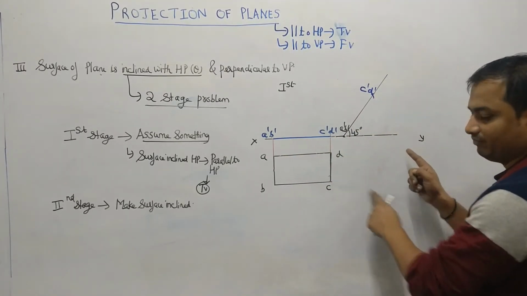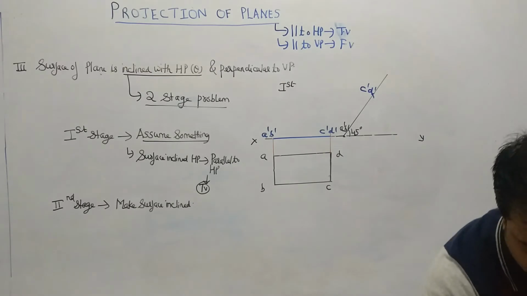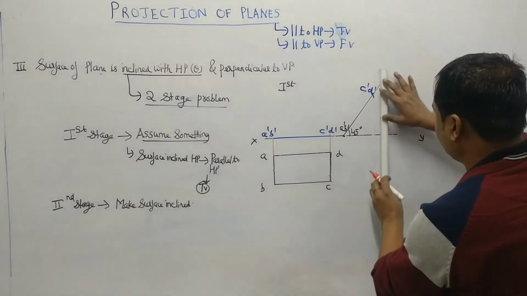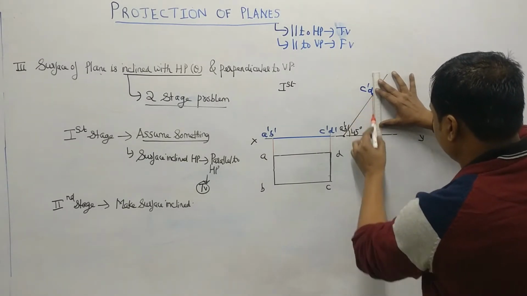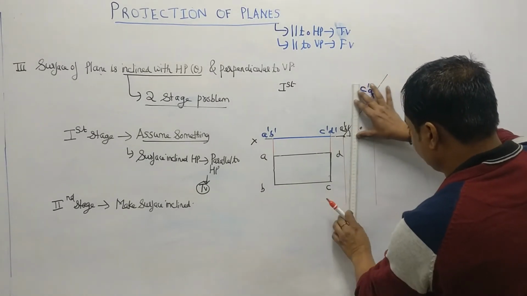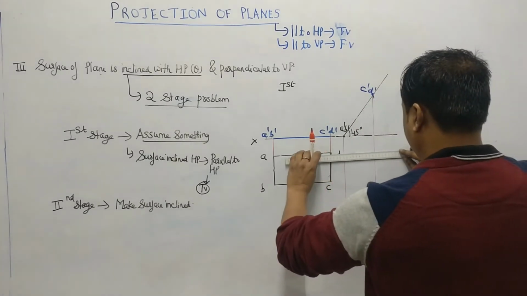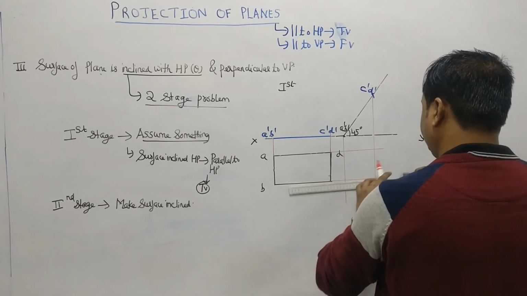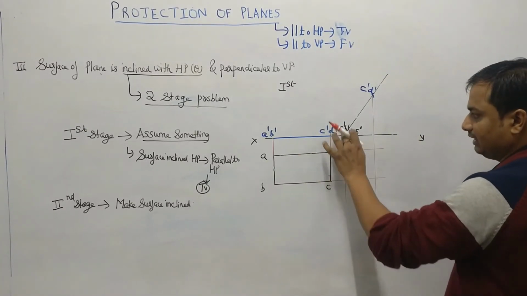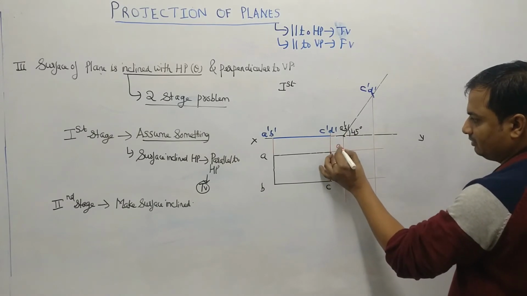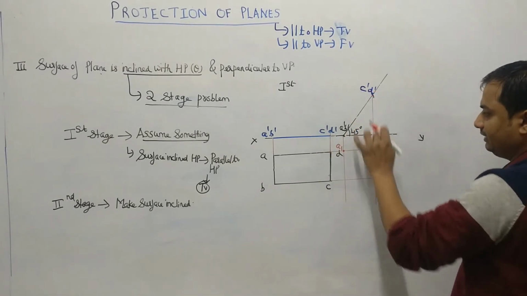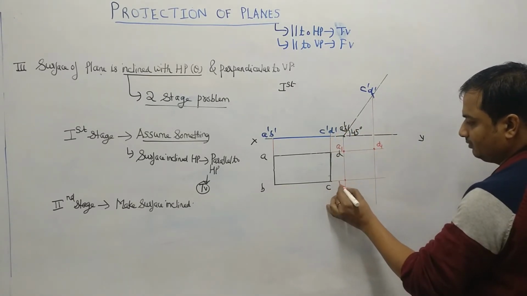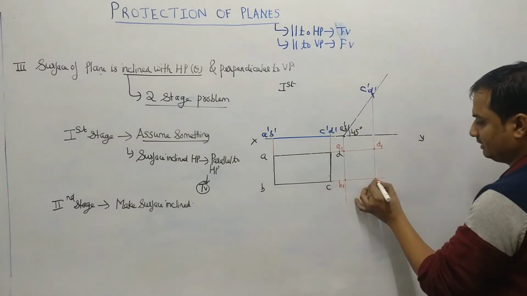Now I want the final top view. For the final top view, we have seen there should be projectors and there should be the locus. So you have to plot vertical projectors like this, and you have to plot the horizontal locus from the top view. Now A horizontal locus, A vertical projector, so this is my A1. D horizontal, D vertical, this is my D1. B horizontal, B vertical, this is my B1. C horizontal, C vertical, this is my C1.